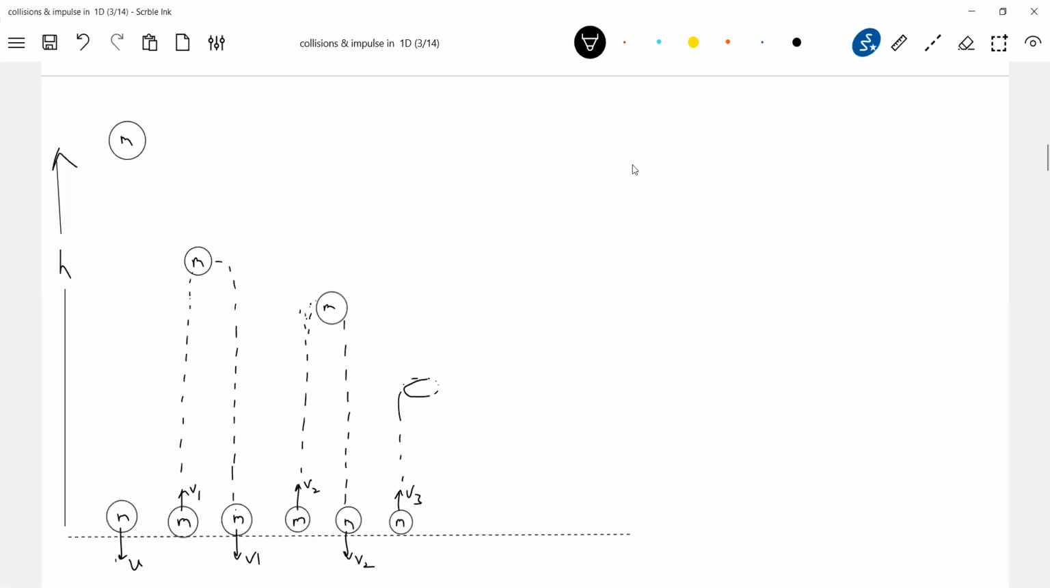Like this, if this sequence continues, can we write any generalized formulas? That's what I'm trying to do. What happened to the height ascended? It keeps on decreasing, no?